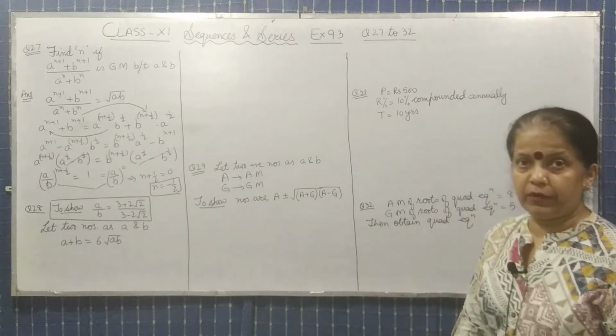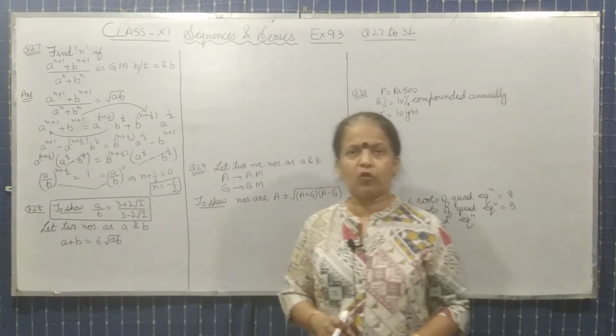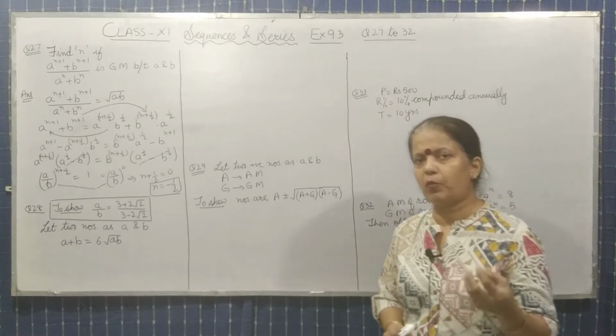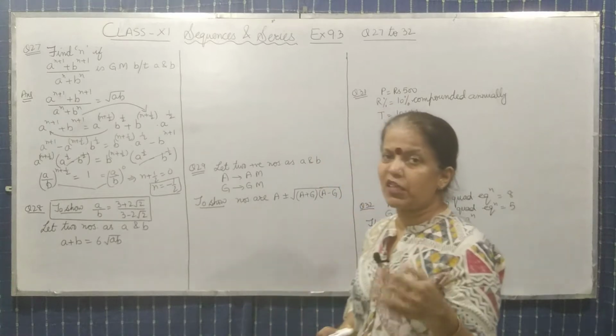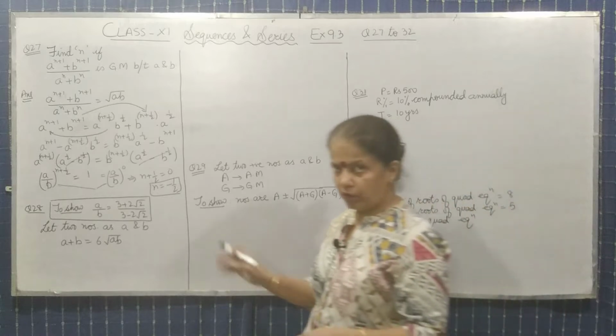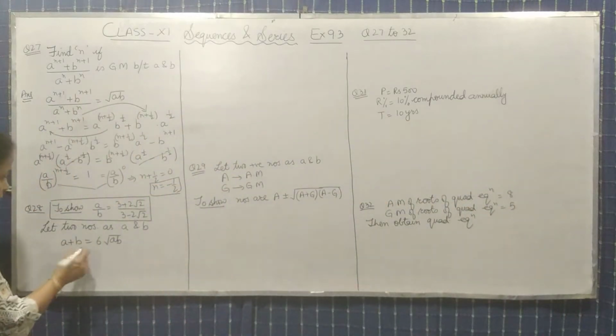In this question, we will use one new method, that is componendo and dividendo. You must have heard about componendo and dividendo, and in short form it is C and D formula. Okay, so short form is C and D. We will use that formula or that concept over here.